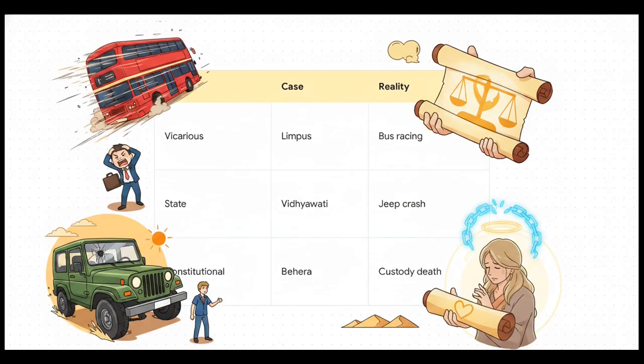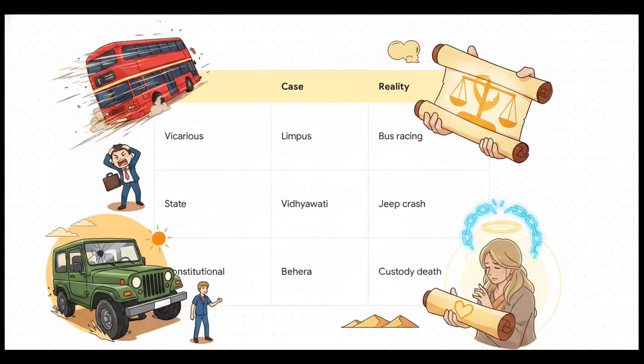First, vicarious liability. In Limpus v. London General, an employer was held liable when their bus driver decided to race another bus and crashed. Even though the boss explicitly forbade racing, the driver was still technically doing his job, just in a really unauthorized way. So the boss pays.